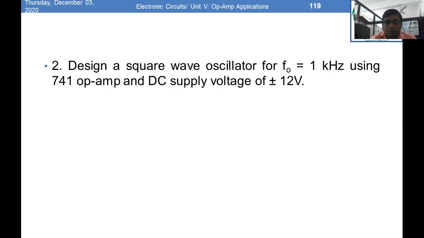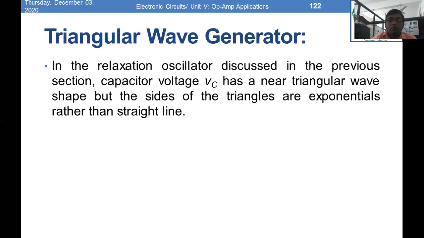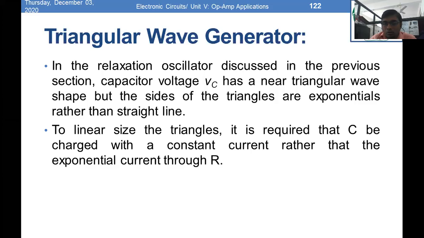So we have to move to the next topic, that is the triangular wave generator. In the previous circuit, that is the relaxation oscillator or square wave generator, we have seen that the capacitor voltage Vc has a nearly triangular wave shape, but not exactly a triangular wave. Why? There the sides of the triangles are exponential rather than straight lines. So to linearize the sides of the triangles, the capacitor must be charged with a constant current rather than the exponential current through R.